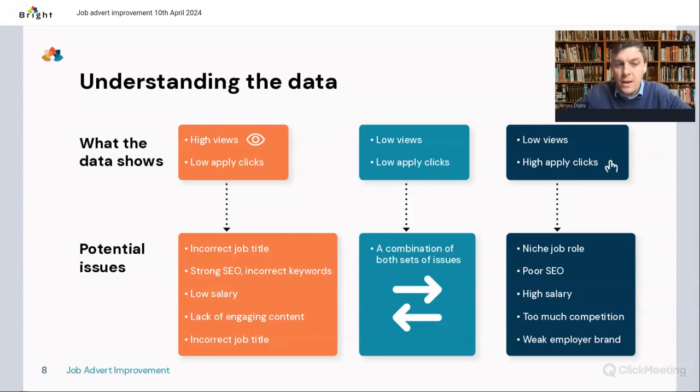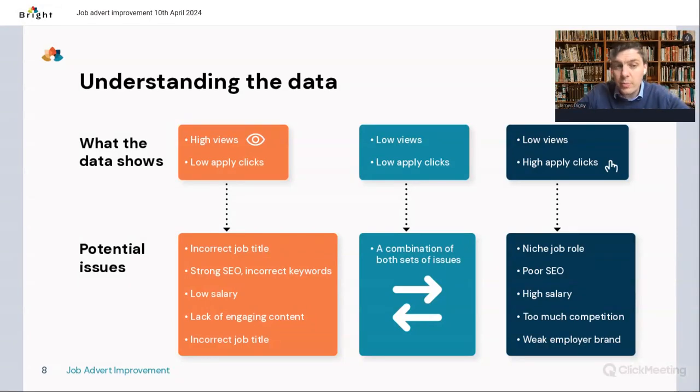It could be low salary, so people might be interested in the job advert, but you may well not have benchmarked the salary correctly. Or you may be having to offer lower because of salary bands, for example. So you might be finding lots of people looking through because they're interested in the job, but when they see the salary, they don't then go on to apply.